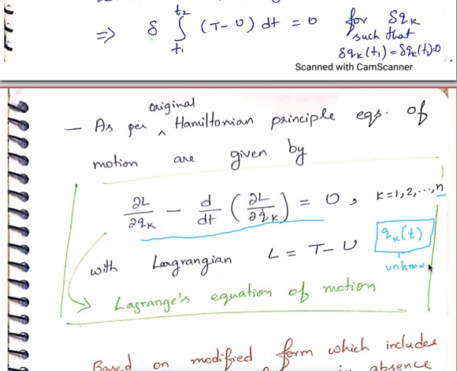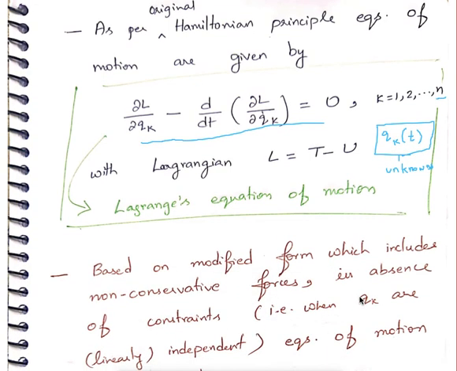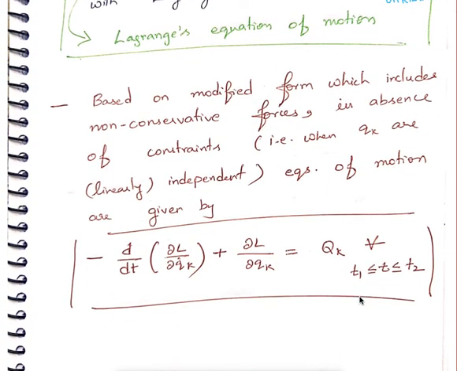These are the unknowns. Okay. These are called Lagrange equations of motion, and you can use them whenever you are dealing with a conservative system. Now, if you consider the case where you do have non-conservative forces, then in absence of constraints, meaning whenever Q_k are fully independent, the equations of motion are given by this. So now the Lagrange equations of motion have gotten slightly modified.